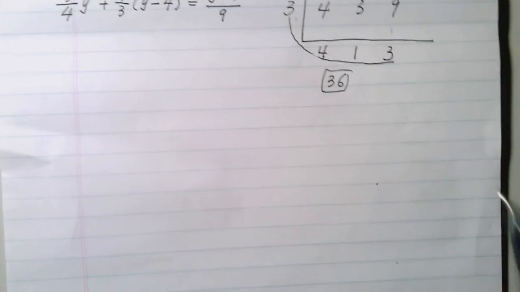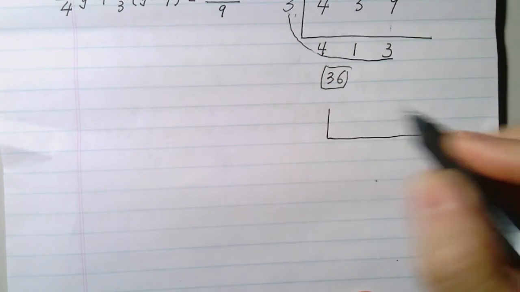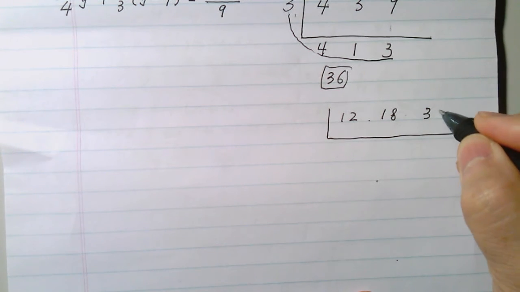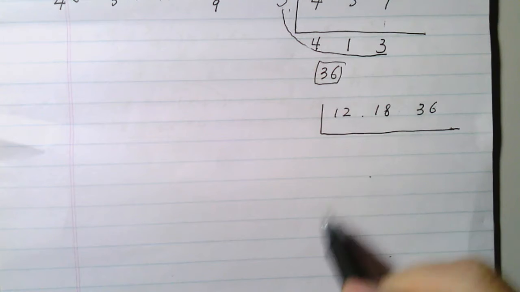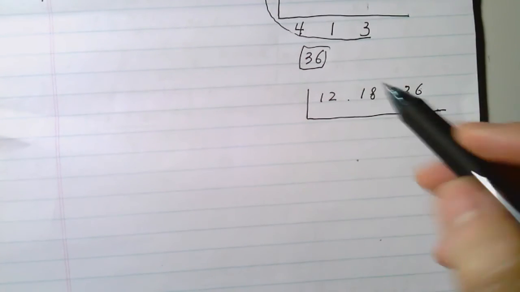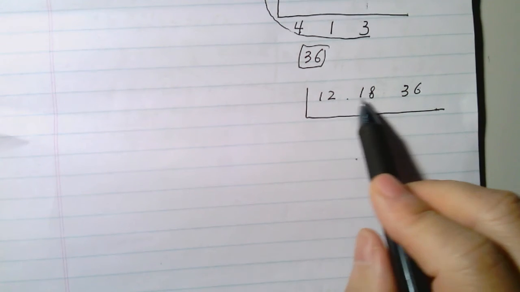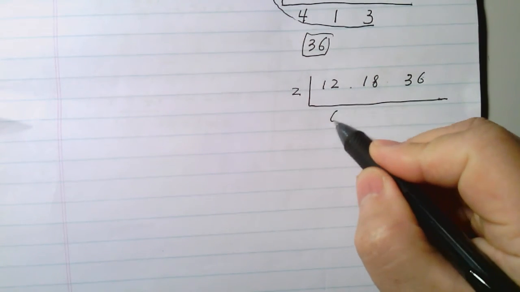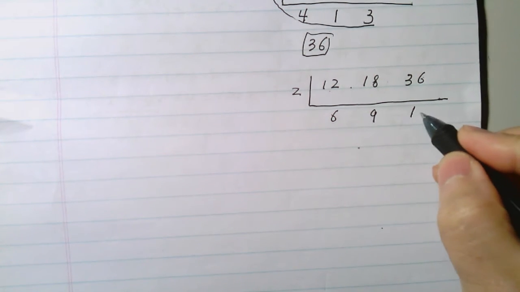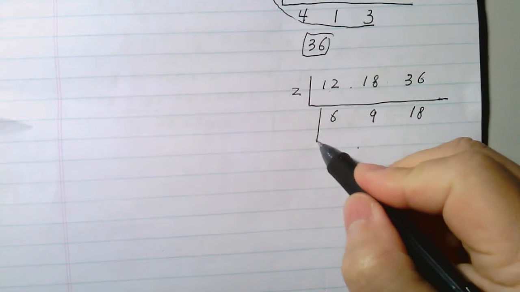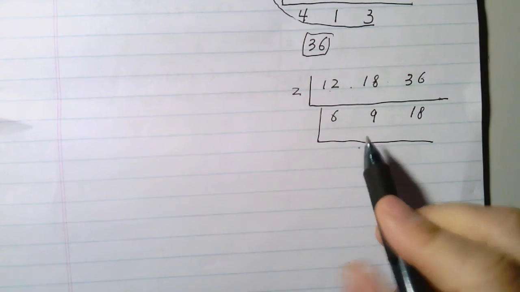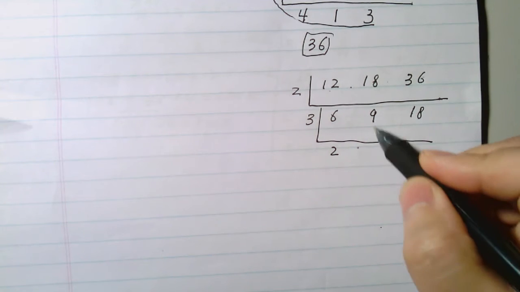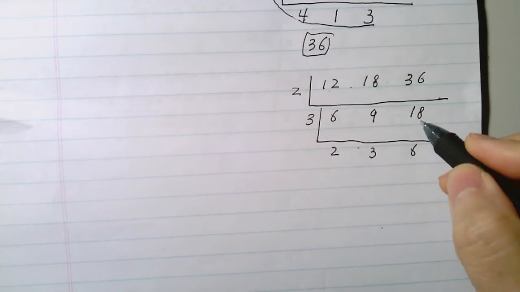Okay, I can give you another example. For example, if you have 12, 18, and say 36. When I do this, even if you cannot see the common factors, you can tell that every number is divisible by 2. So you get a 2. 2 times 6 is 12. 2 times 9 is 18. 2 times 18 is 36. But you can see now, when the numbers get smaller, you can see more. Every number is divisible by 3. So that's 2 times 3, which is 6. 3 times 3 is 9. And 3 times 6 is 18.